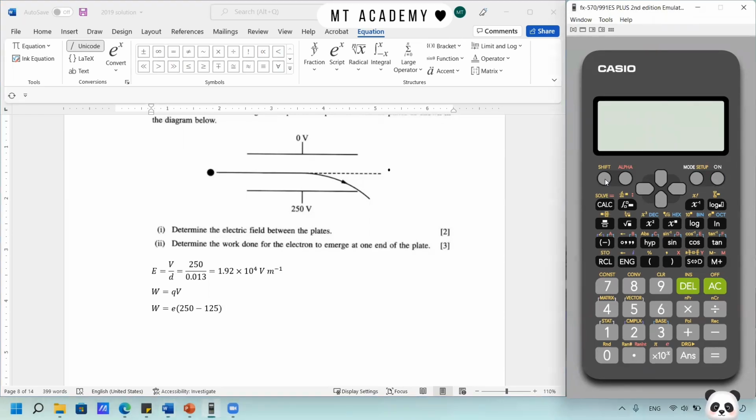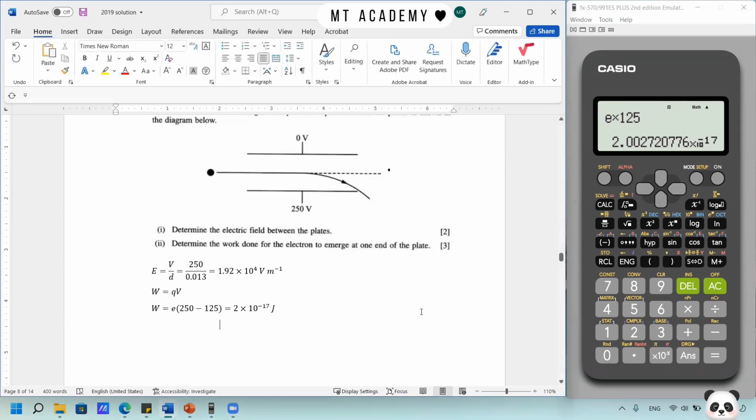Okay, so the electron charge, which is a constant of 1.6 times 10 to the power of negative 19, multiplied by the potential difference, which is 125. That will equal about 2 multiplied by 10 to the power of negative 17 joule. Okay, that is the work done. Quite straightforward.